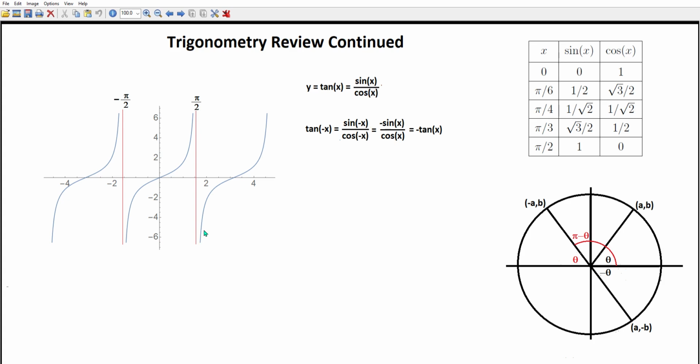And this picture repeats every pi. And the reason is, when we go from the first quadrant to the third quadrant, both a and b become negative, but minus a divided by minus b is a over b, so we get the same tangent as we got up here. So this thing is periodic, but with period pi.